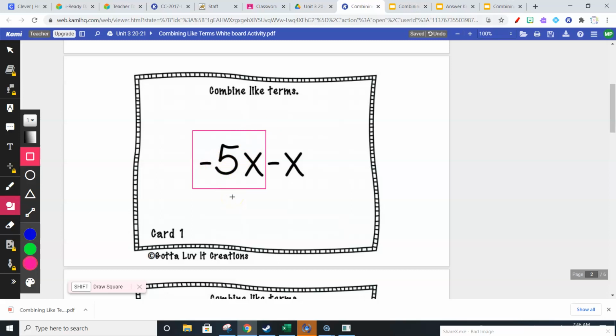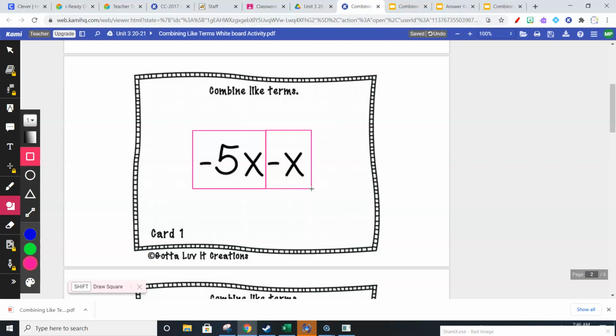Remember, terms are separated by subtraction signs or addition signs. So here's where it's separated. A subtraction sign is what I see. So that's where I'm stopping my box. And then I'm going to put a box over my second term, which is minus x.